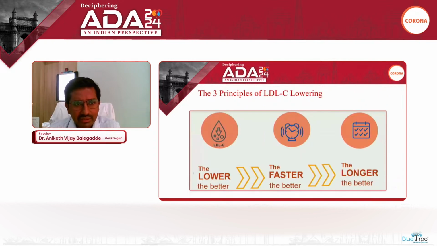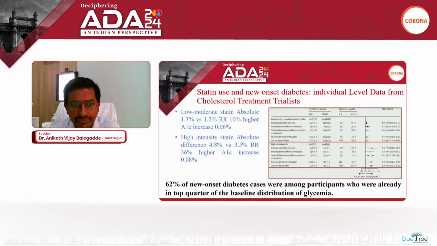So the three principles of LDL cholesterol lowering are: the lower the better, the faster the better, and the longer the better. When we say the lower the better, there's no particular number that we come to as a conclusion. It's arbitrary, but we say the lower the LDL, the better the protection. The faster you do it, the better, and the longer the duration at the lowest LDL levels, the better. So lower, faster, and longer lowering of LDL cholesterol has a very good prognosis in ASCVD risk management.